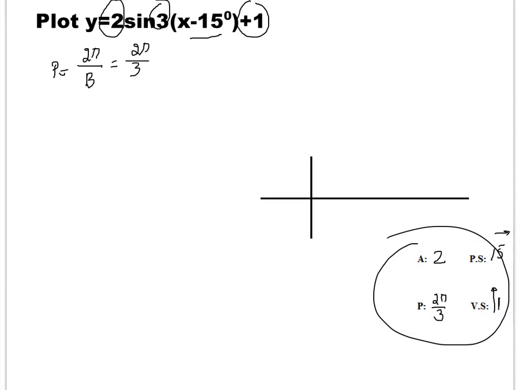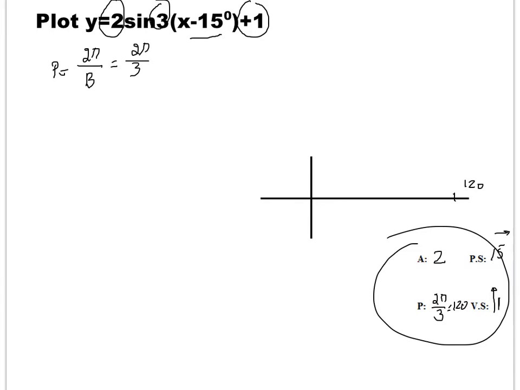Now, you can either use pi or you can just change it to degrees if it's simpler. I'm going to change it to degrees. 2 pi over 3 is 360 divided by 3, which is 120. So we know that the period is 120 degrees. On my graph, I'm going to specify 120 to be something like this, assuming we are supposed to plot only one cycle of the graph. If they said 2 cycles, then I have to double this to 240 degrees.